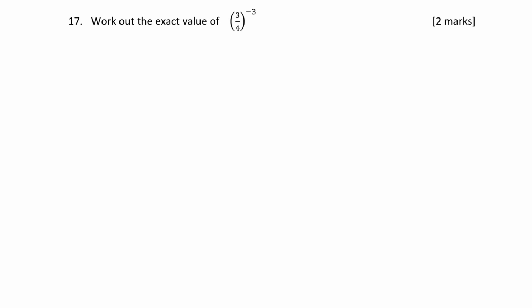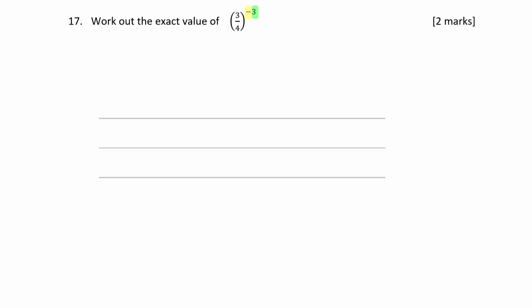Question 17. Work out the exact value of 3/4 to the power of minus 3. Okay, so a negative index. I'm going to do this in 2 parts. I've got the negative index and I've got the 3, and I'm going to do those as 2 separate operations. So first off, dealing with the negative index, that means the reciprocal. So I'm going to just simply switch the numerator and the denominator of my fraction around.